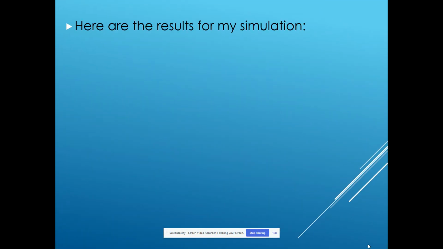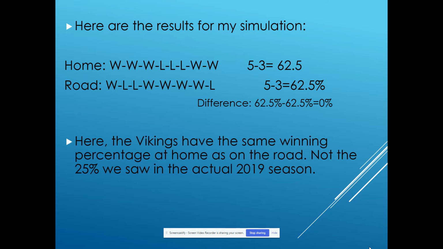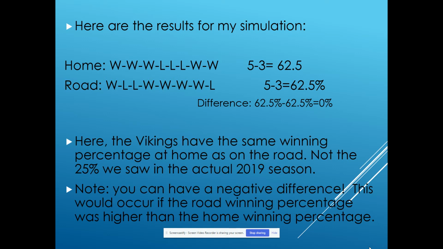I did this right here at home. When I flipped my cards over for home, I got W, W, W, L, L, L, W, W. So that's 5 wins and 3 losses, for a winning percentage of 62.5%. Now for the road, I got W, L, L, W, W, W, W, L. That means I have 5 wins and 3 losses. So I had a 62.5% win percentage at both home and away, and this one simulation's difference was 0%, a little different than the 25% that we actually saw.